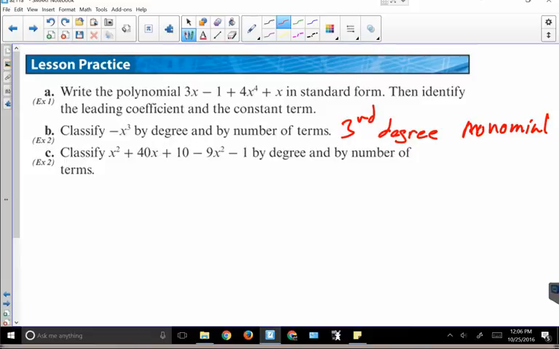So, let's take a look at the next one. That puts us at Haley. If I take a look at the next one that I have here, what degree polynomial is this one? 2. Absolutely correct. The highest exponent I see is 2, so this is a second degree polynomial.